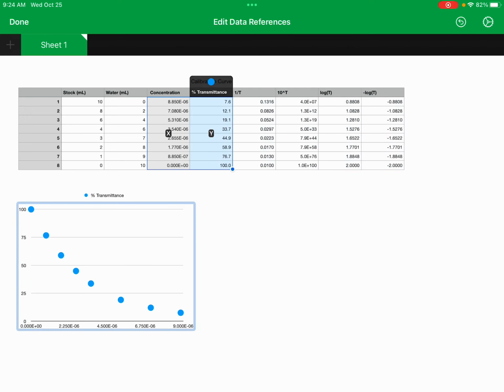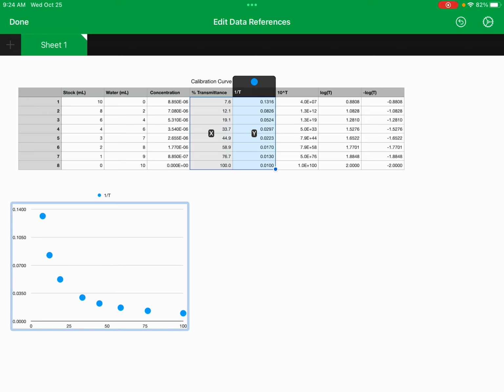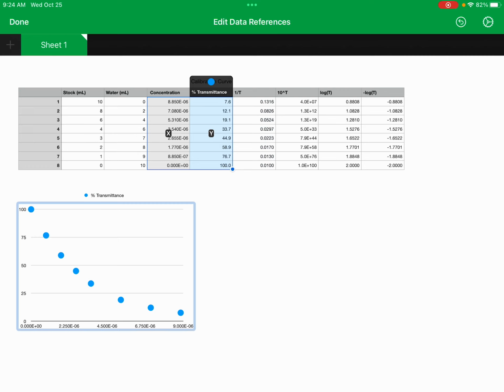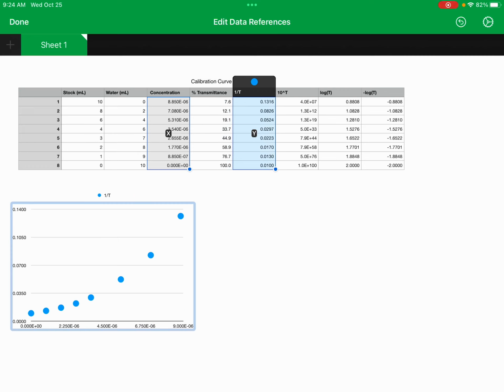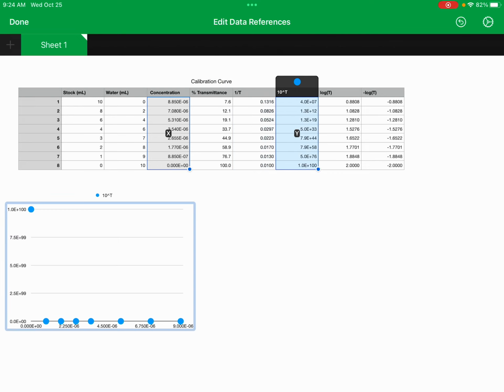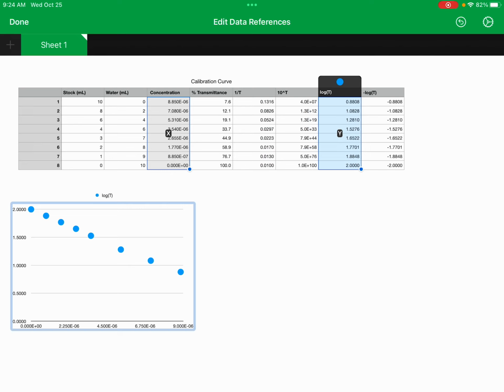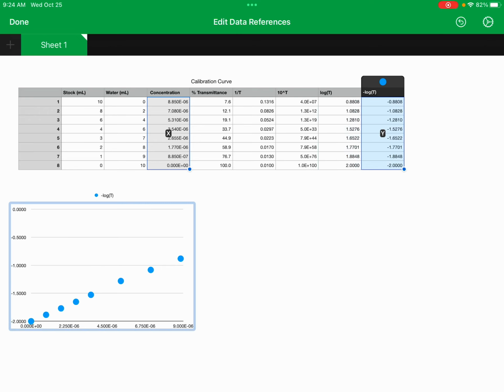So the percent transmittance is not linear, it's a curved graph. The inverse of, actually it stuck those together again, so let me repair that situation. So the inverse of the transmittance is not a linear graph. 10 to the t is not a linear graph. Log of t is linear, but has a negative slope, and it does not go through the origin. And then the last one is the graph that I want. This is a linear graph that has the positive slope, and it goes through the origin. So this is the graph that I want.